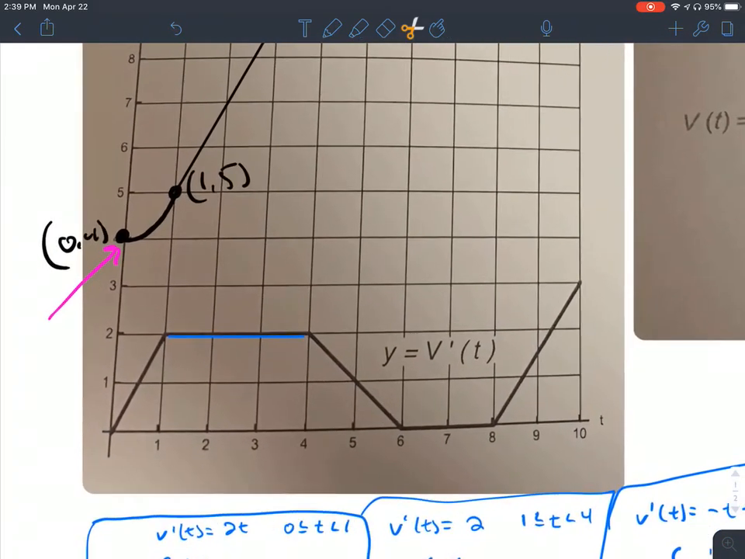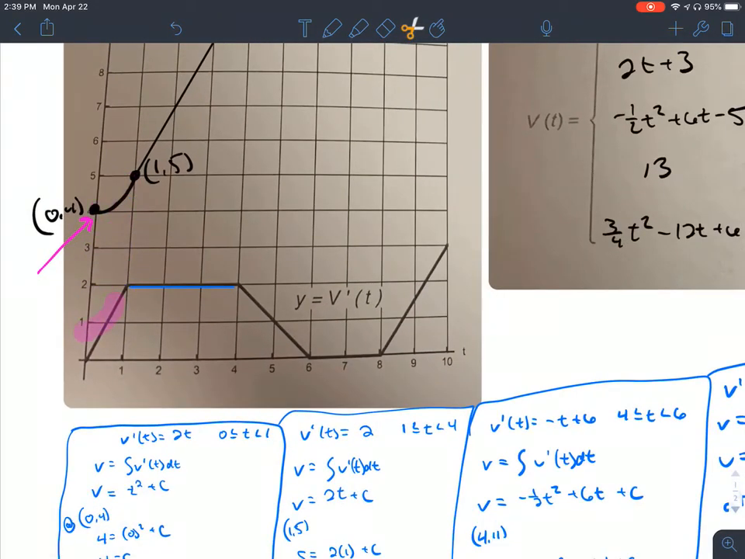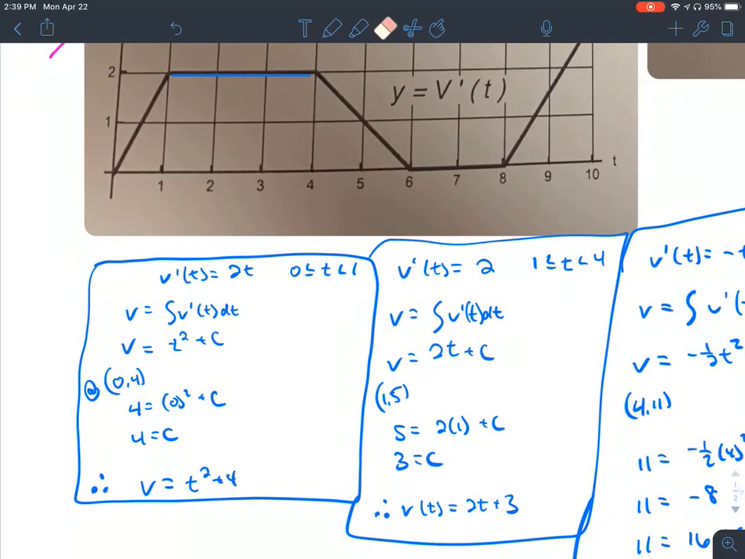Well, then how do you figure out how to graph this part here? Well, since V prime is graphed here, V is the antiderivative of V prime. So for example, this right here has a slope of 2. The equation of that line would be y equals 2t. The y-intercept is 0 and the slope is 2. That's what this says here. V prime is 2t. This is from 0 to 1.